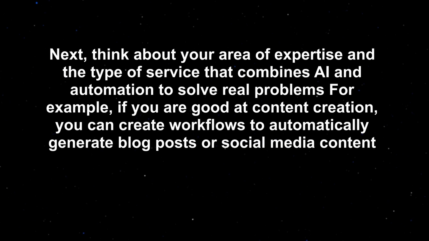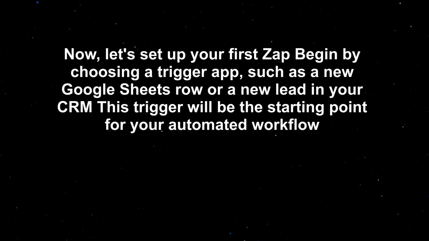Next, think about your area of expertise and the type of service that combines AI and automation to solve real problems. For example, if you are good at content creation, you can create workflows to automatically generate blog posts or social media content. Now, let's set up your first Zap.